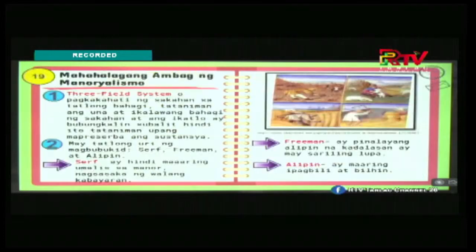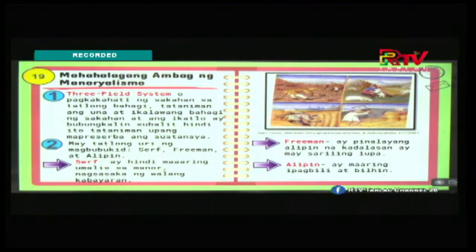At may mga mahalagang ambag ng manorialismo. Isa-isahin natin ang mga nasabing mahalagang ambag ng manorialismo. Una, ang three-field system o pagkakahati ng sakahan sa tatlong bahagi. Tataniman ang una at ikalawang bahagi ng sakahan at ang ikatlo ay bubungkalin subalit hindi ito tataniman upang mapreserba ang sustansya. Isang napakamakabuluhang ambag na ang nasabi tungkol sa manorialismo.